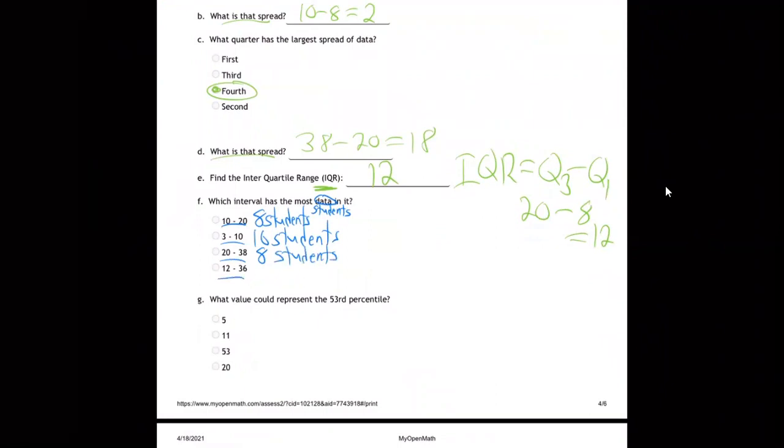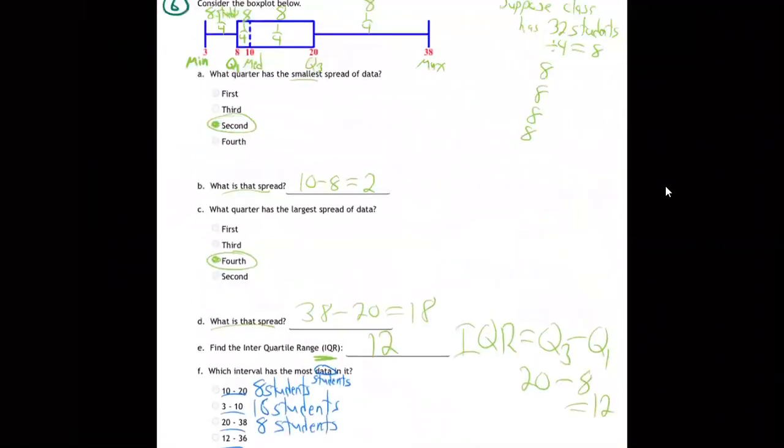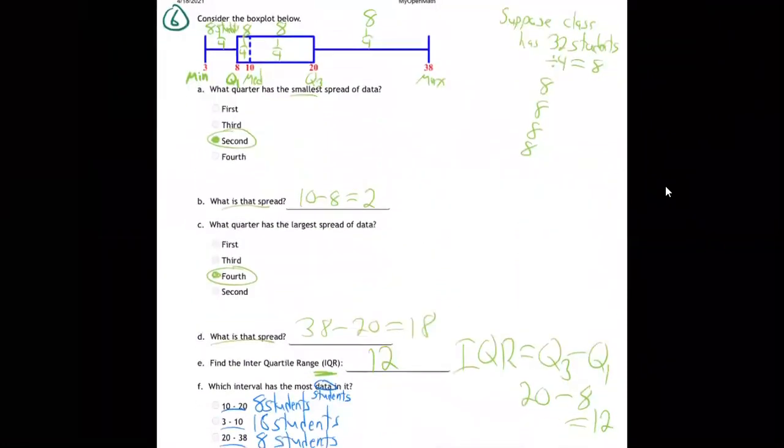And the last one, 12 to 36. What's that going to be? Well, 12 to 36, it's a little tricky to see. 12 is a little bit to the right of 10. And 36 is a little bit to the left of 38. So in other words, it's a little bit less than 2 whole sections, isn't it? Do you see that?